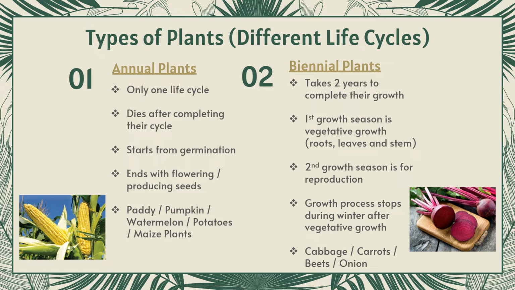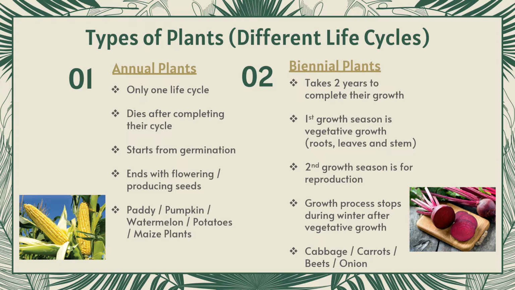For number 1, we have annual plants. Annual plants only have one life cycle or one season of growth. It dies after completing their cycle. Annual plants' life cycle starts from germination of their seeds and ends with the flowering or the producing of seeds. Examples of annual plants are paddy, pumpkin, watermelon, potatoes, and maize plants. The picture on your left shows maize plants, or commonly known as corn.